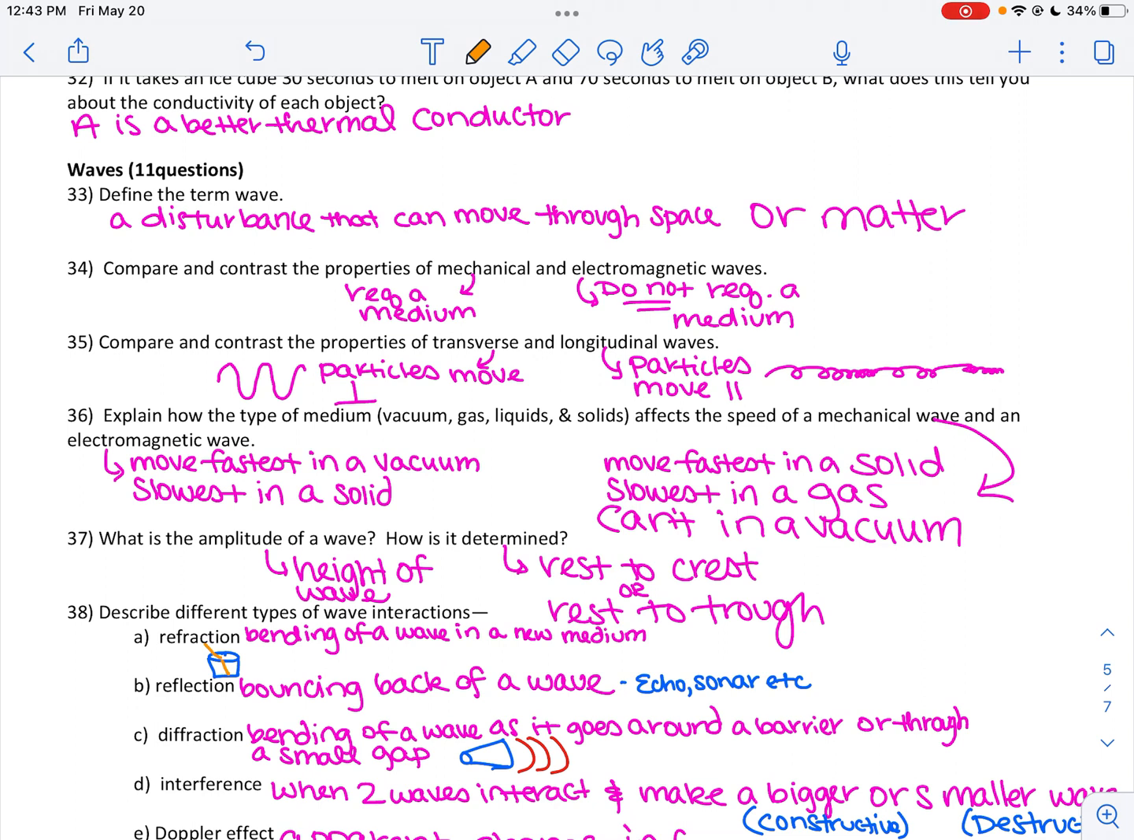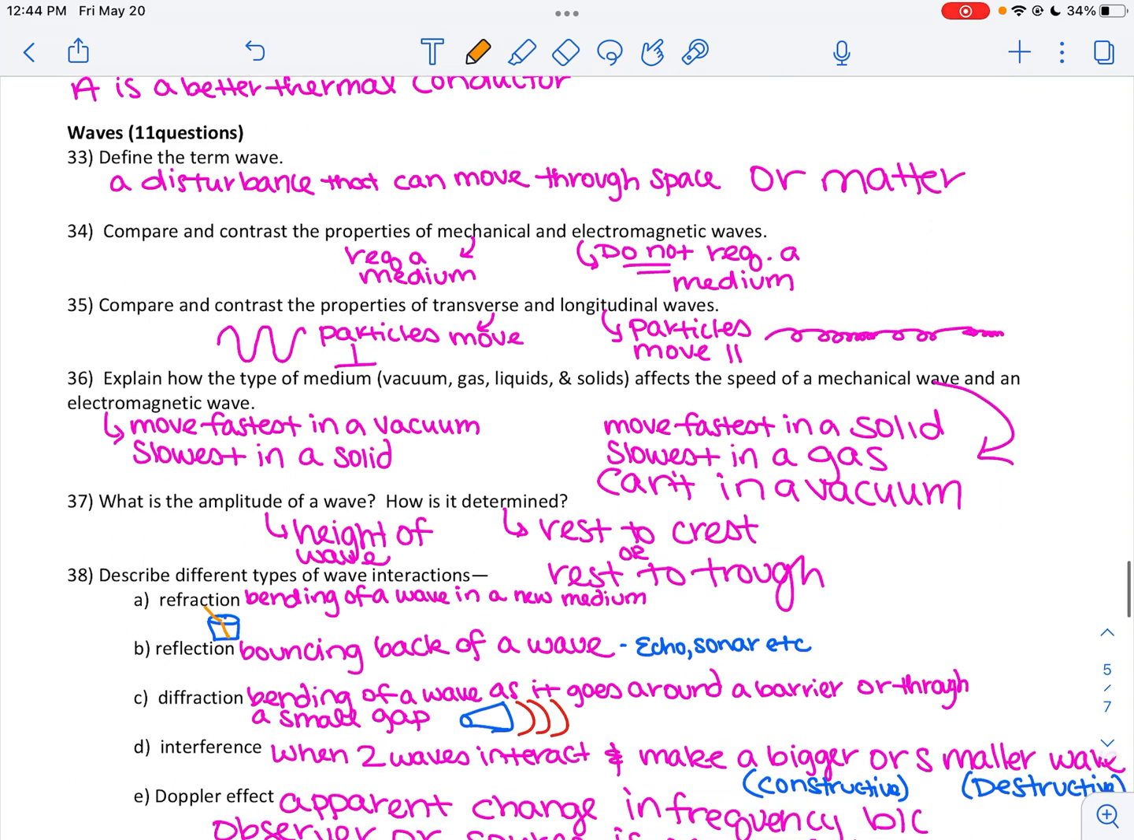with speed. Speed is not determined by the height of the wave. Speed is not determined by frequency. It's not determined by wavelength. It is strictly determined by what material it's going to move through.